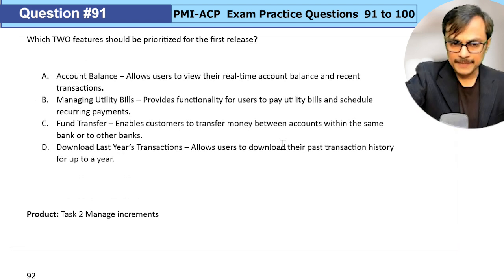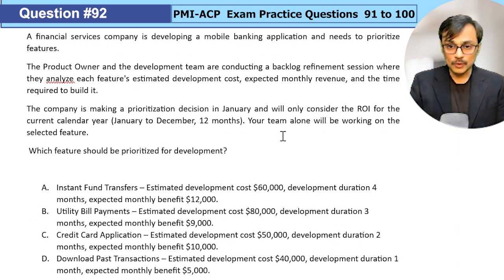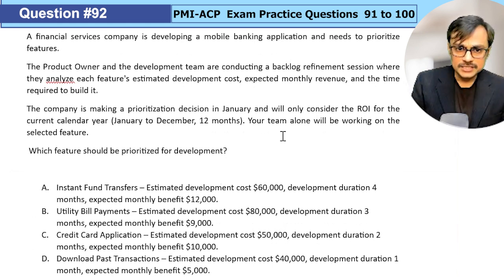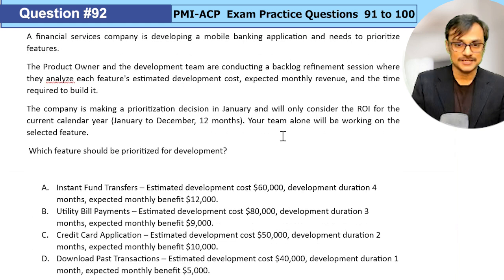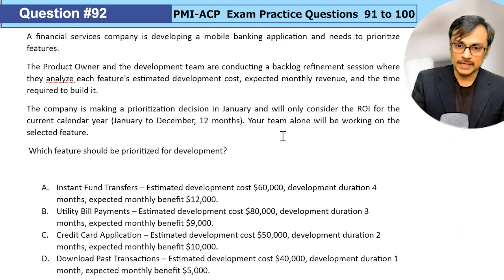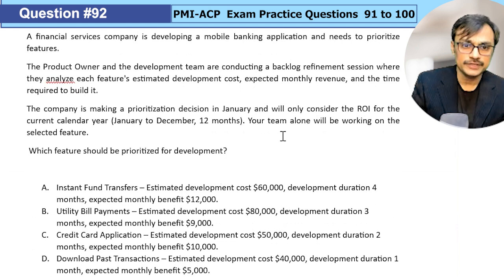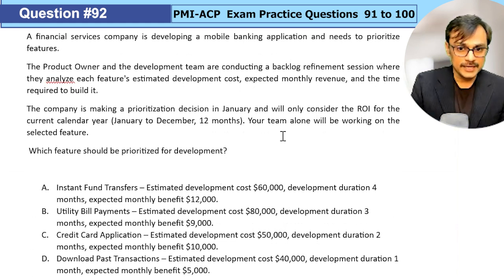Now this question can be mapped to task 2, manage product increments, of your product domain. Question number 92. A financial service company is developing a mobile banking application and needs to prioritize features. Okay, something similar. The product owner and the development team are conducting a backlog refinement session where they analyzed each feature's estimated development cost, expected monthly revenue, and the time required to build it.